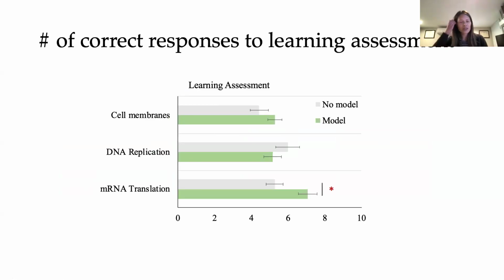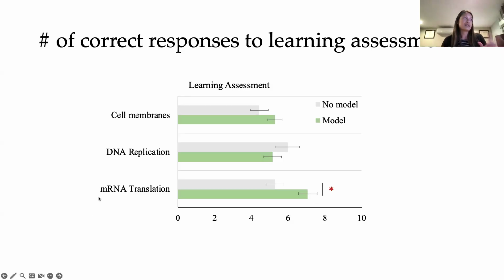But just to get into the results for the learning assessment, so these are the learning assessment portions. So how many questions a student got right with or without the model. For cell membranes and DNA replication, the models with the least components that actually describe the whole entire process, there wasn't much change in terms of getting questions correct. But the most interactive model, mRNA translation, that pretty much told the story of the entire concept that they were learning in that unit, actually did show a significant increase in the number of correct questions.